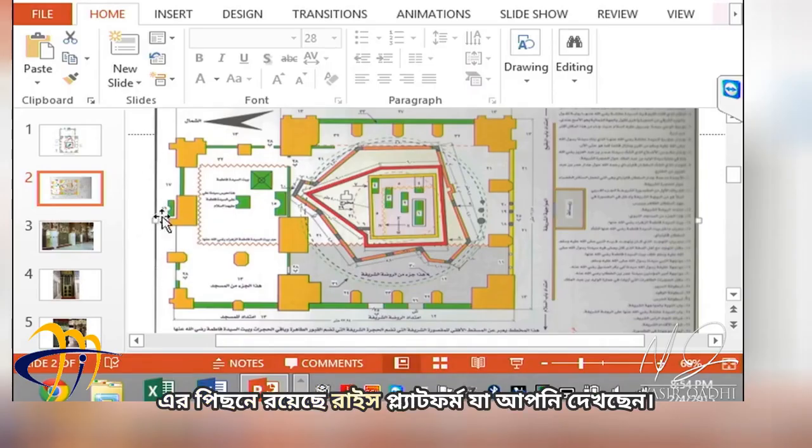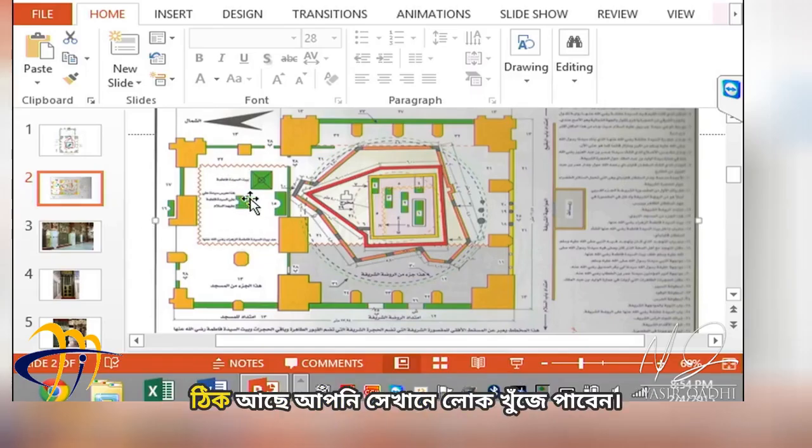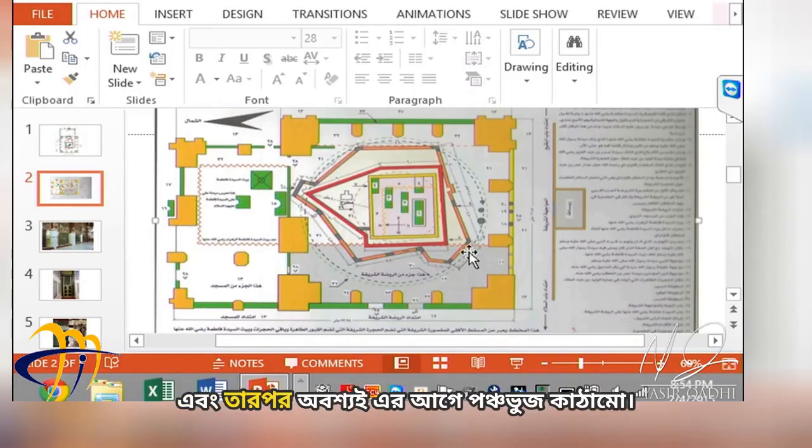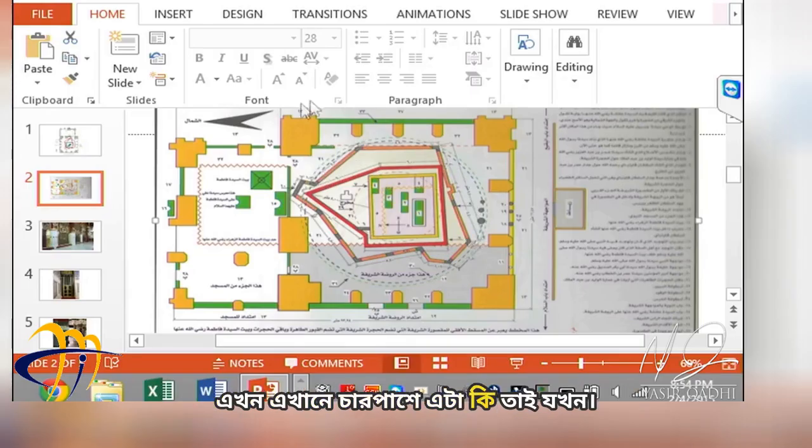Behind this is the raised platform that you see, where you will find people. Inside this is Fatima's house. And then, of course, ahead of that is the pentagonal structure. Now, what is this around here?